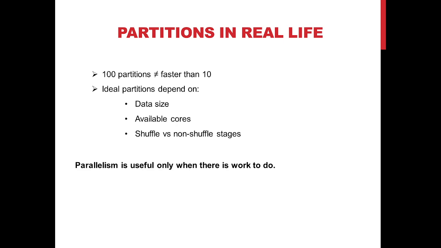A common myth is that more partitions always mean faster jobs. That's not true. 100 partitions is not automatically faster than 10. The ideal number of partitions depends on the data size, the available cores, and whether the stage involves a shuffle. Parallelism is useful only when there is work to do. Otherwise, it becomes an overhead.